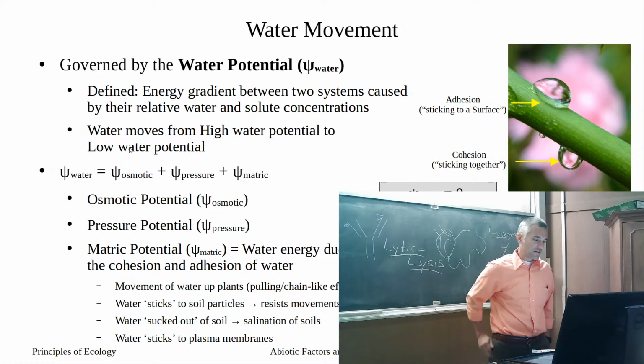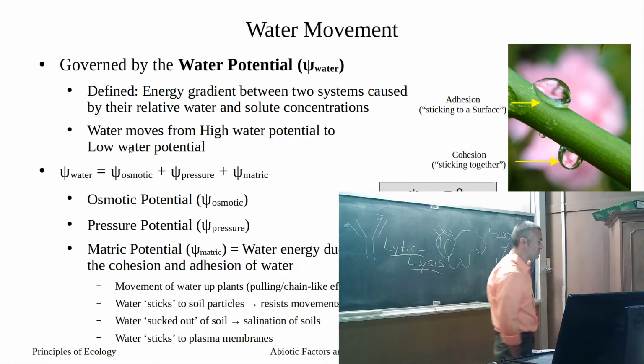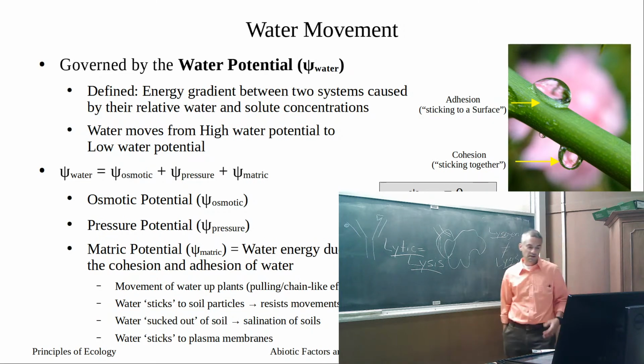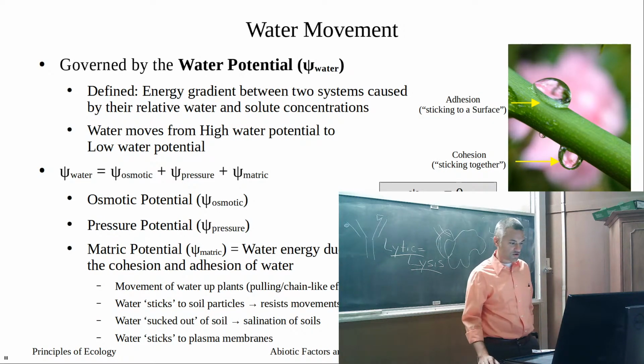The matric potential is the energy that's due to the cohesion and adhesion of water. All right, so the cohesion and adhesion of water refers to the water molecules sticking to other things and themselves. All right? So cohesion is water molecules sticking to themselves. Adhesion would be water molecules sticking to various structures.